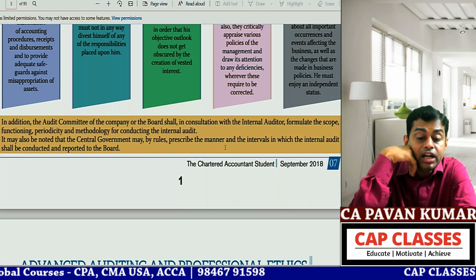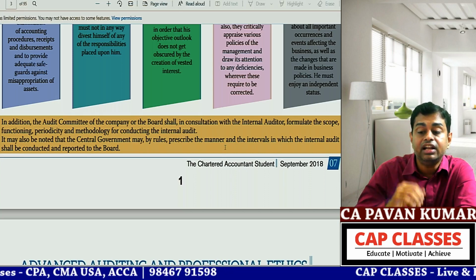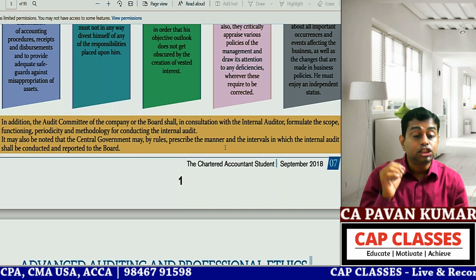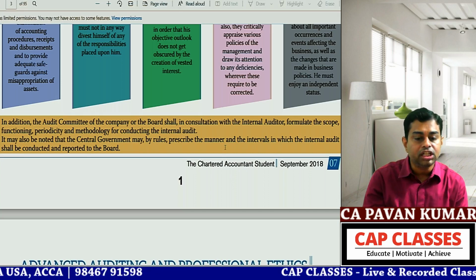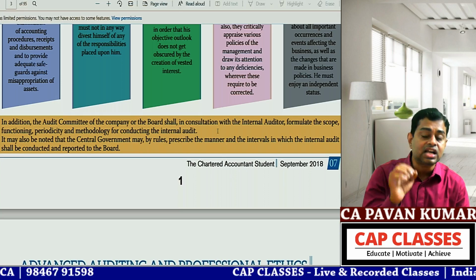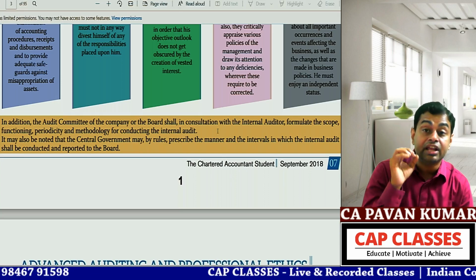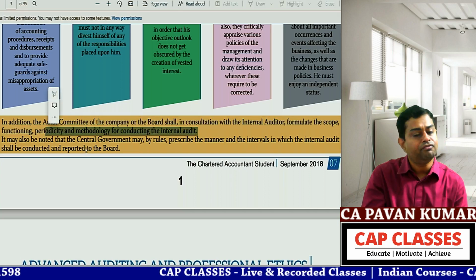In addition, the audit committee of the company or the board shall, in consultation with the internal auditor, formulate the scope, functioning, periodicity, methodology for conducting internal audit. Put a star mark. Very, very, very important. An MCQ question can be asked from this area. Very important area.